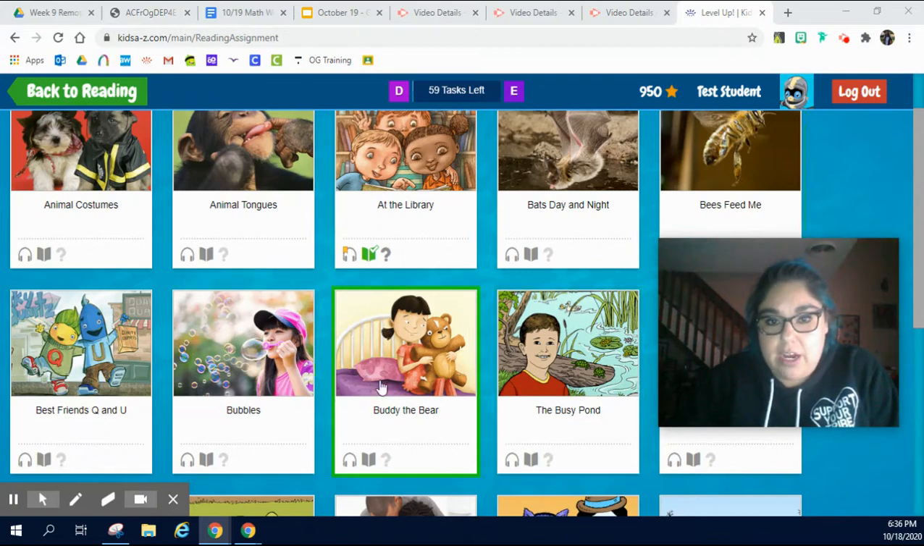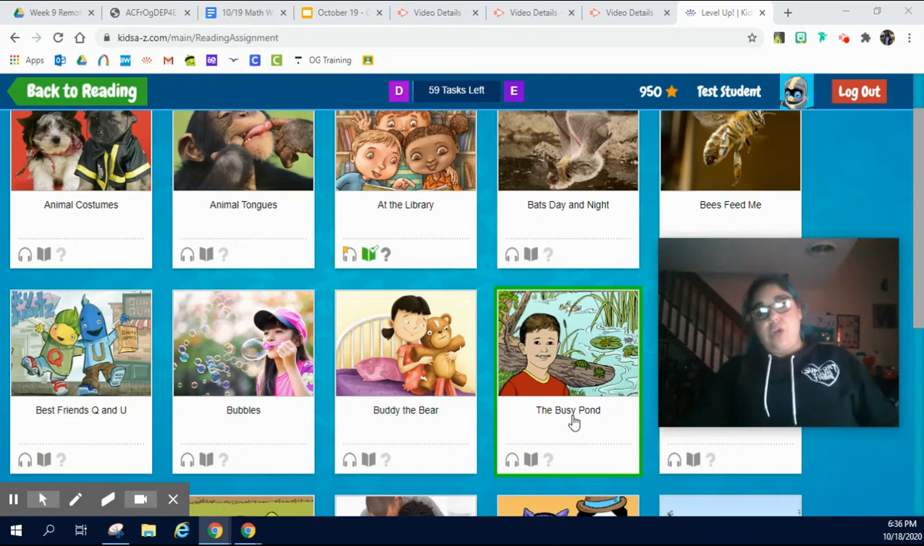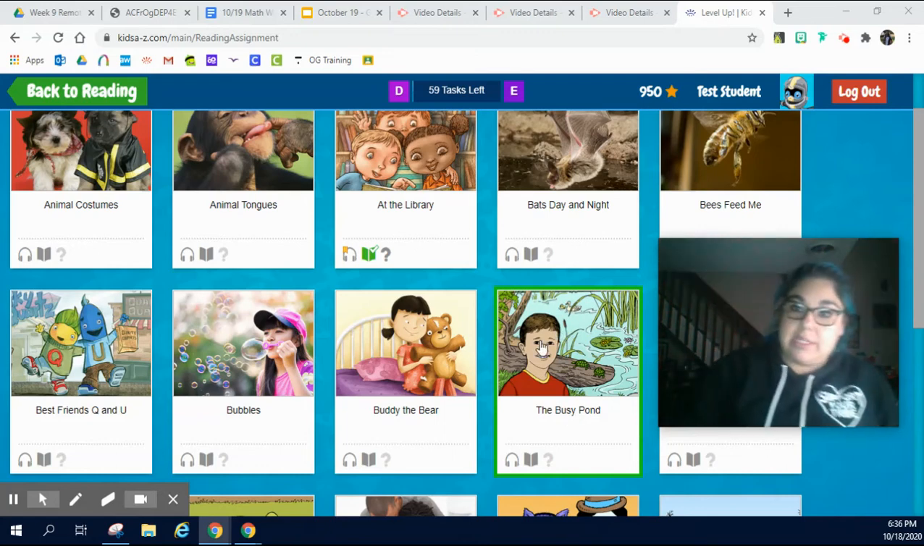Whereas if you look here at Buddy the Bear and the Busy Pond, those are what you call fiction books, and they're make-believe stories. All right.